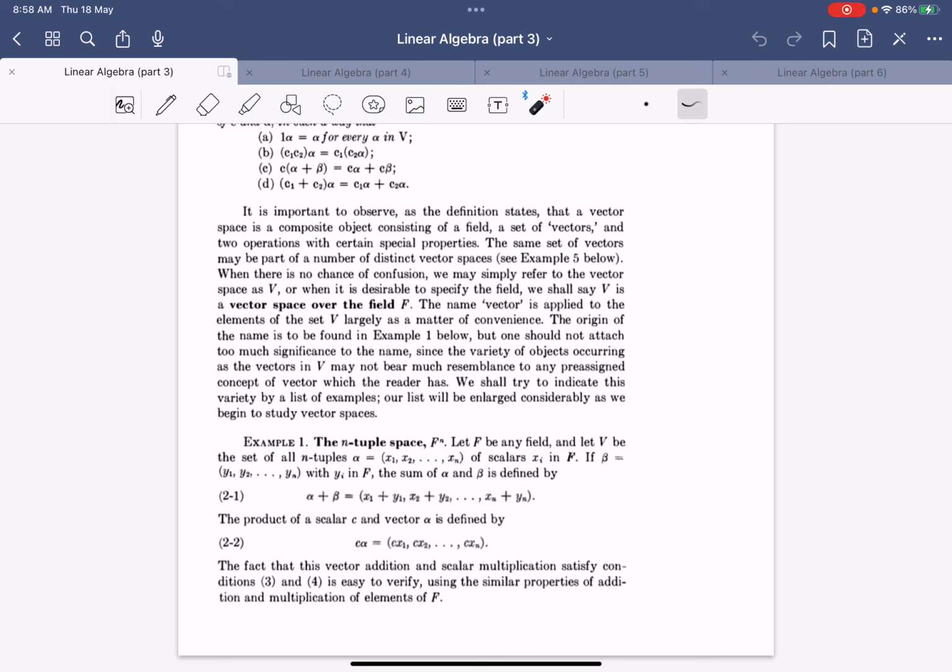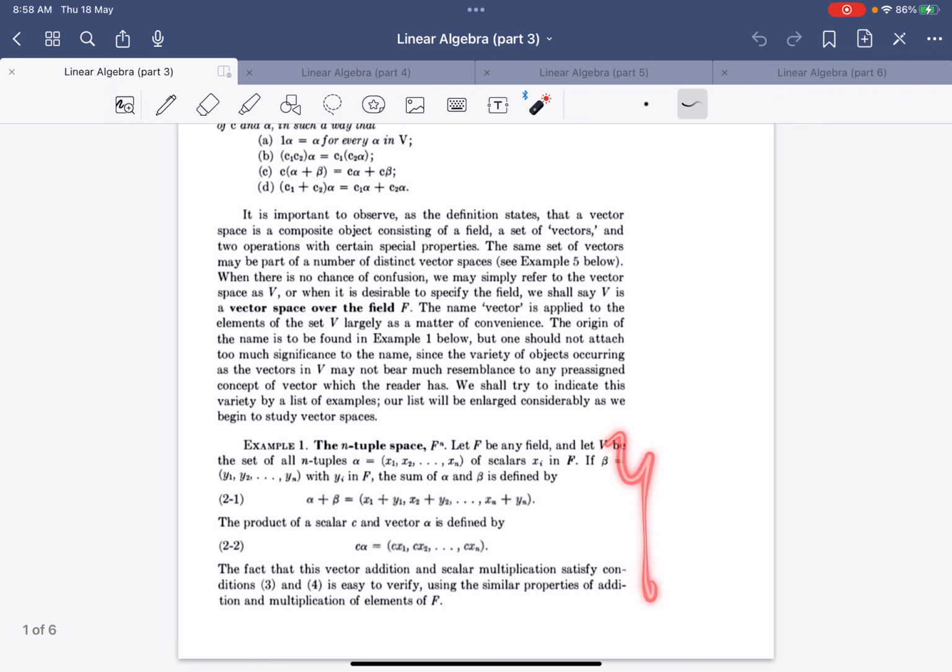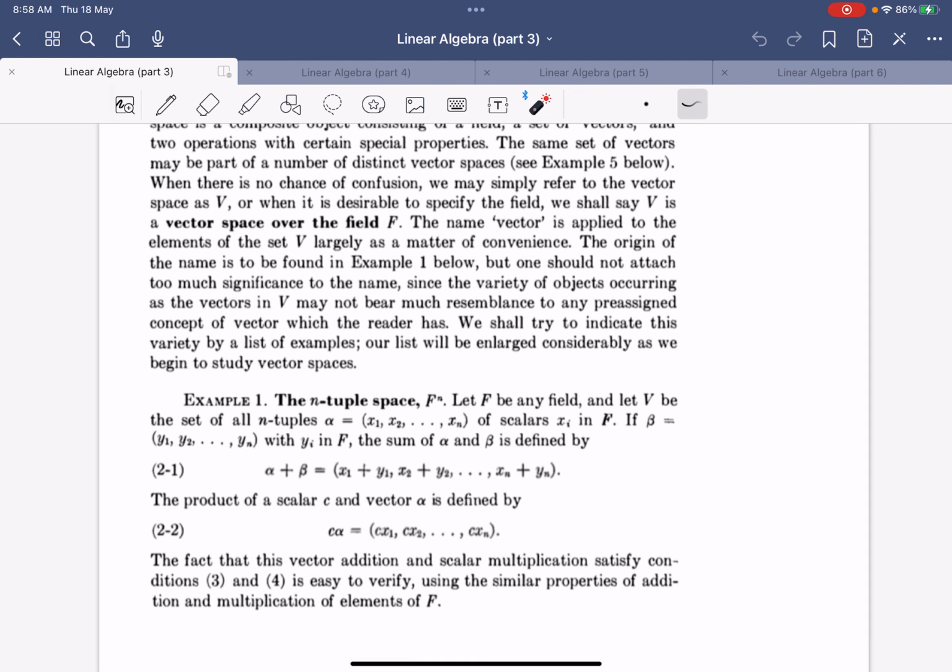And the origin of the name is found below, but it's not of much significance, but it really gives us a more concrete and intuitive understanding about it.